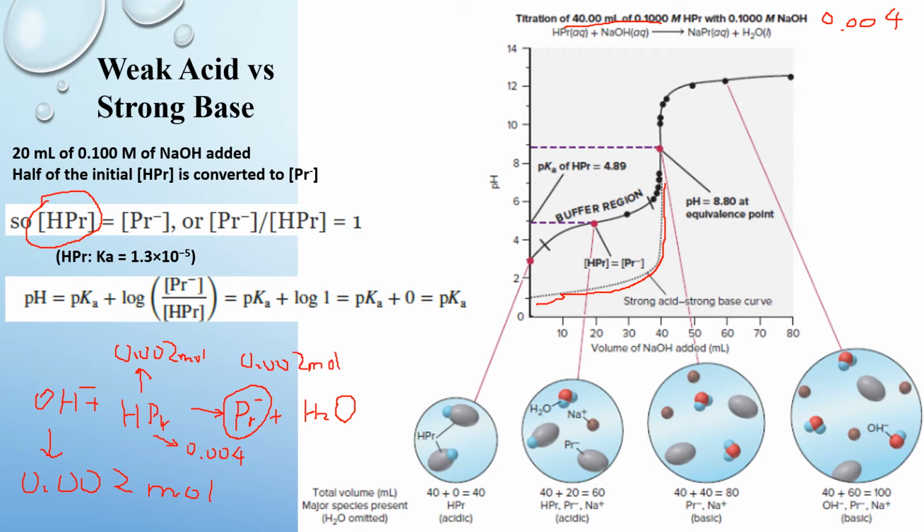So for this buffer, we have relatively the same concentration of the acid and base. So here the ratio is equal to 1. Using the equation we learned from the previous video, we know that the pH of the system is equal to the pKa plus the log of the base over acid, and because this ratio is equal to 1, the pH is equal to pKa plus log 1, and we know log 1 is equal to 0. So the pH is equal to pKa.